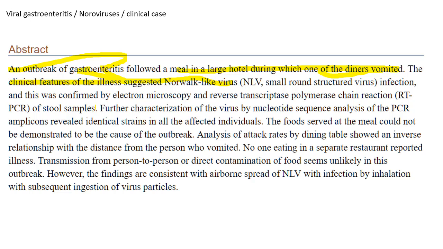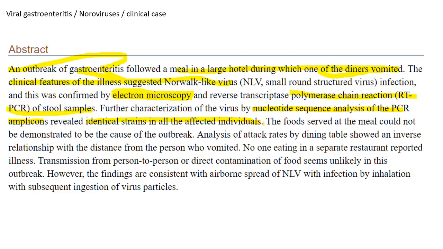So this tells us what methods they can use to confirm the presence of noroviruses: RT-PCR, and electron microscopy, probably because of the outbreak. Now, when they looked at the nucleotide sequence of the PCR amplicons that they had amplified, they found identical strains in all of those people who were dining at the place.